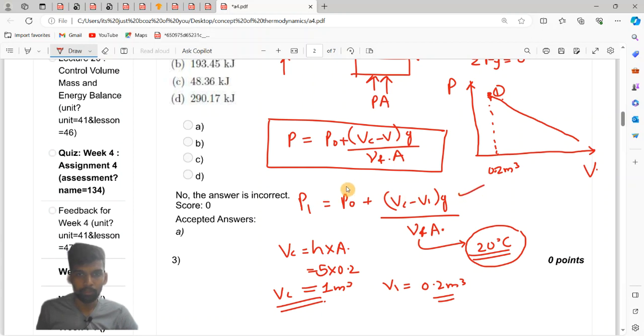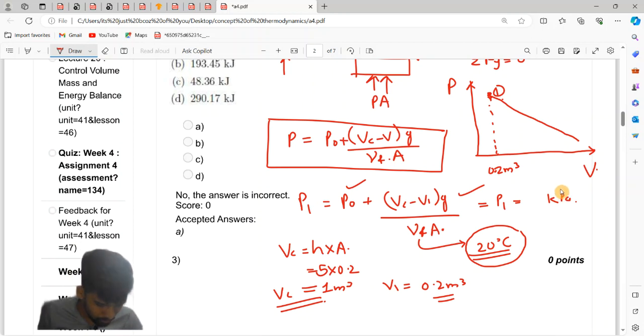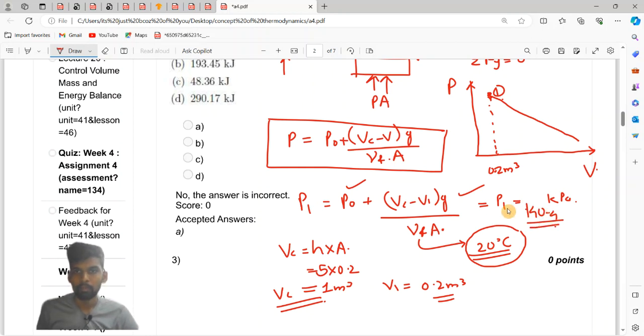Similarly, P naught is 101.325 kilopascal, atmospheric pressure. So we will have P1 with us in kPa. I've calculated it and it's coming as 140.4. That's the value of P1, that is 140.4 kPa.